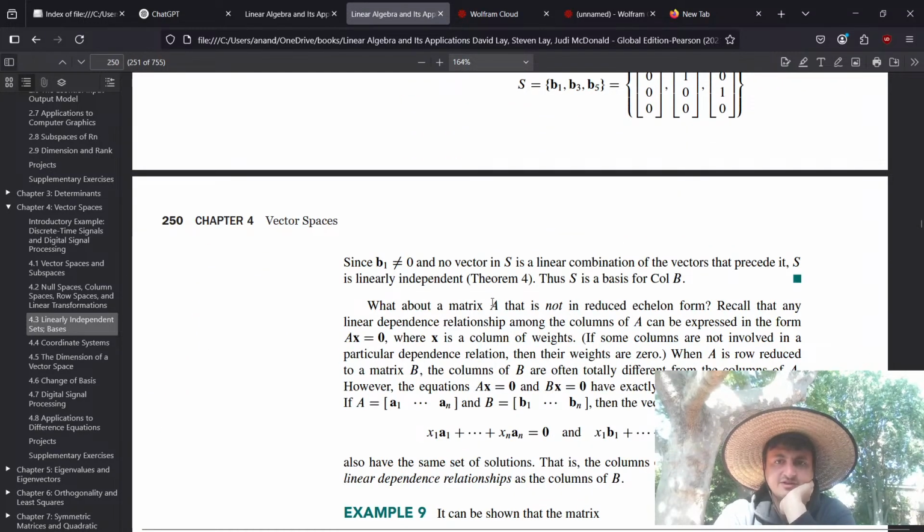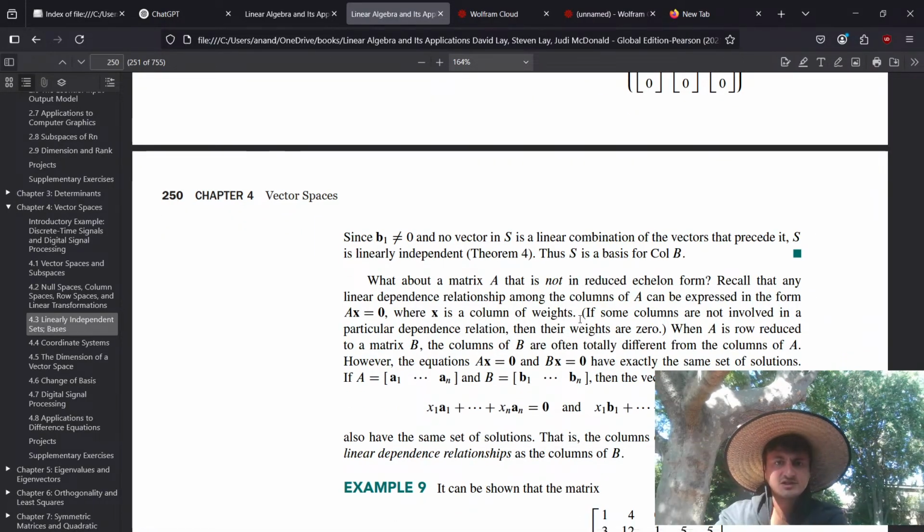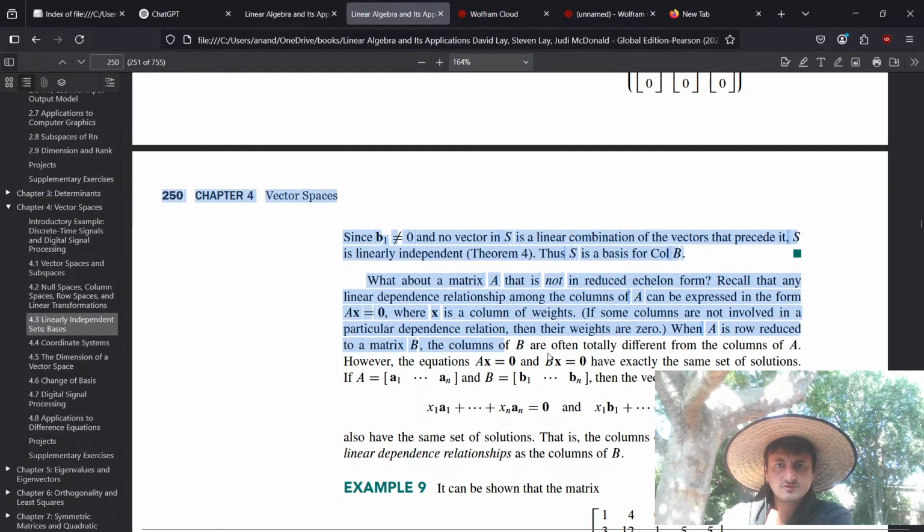Okay. What about a matrix A that is not in reduced echelon form? Recall that any linear dependence relationship among the columns of A can be expressed in the form of AX equal to 0, where X is a column of weights. If some columns are not involved in a particular dependence relation, then their weights are 0. When A is row reduced to a matrix B, the columns of B are often totally different from the columns of A. However, the equations have exactly the same set of solutions.